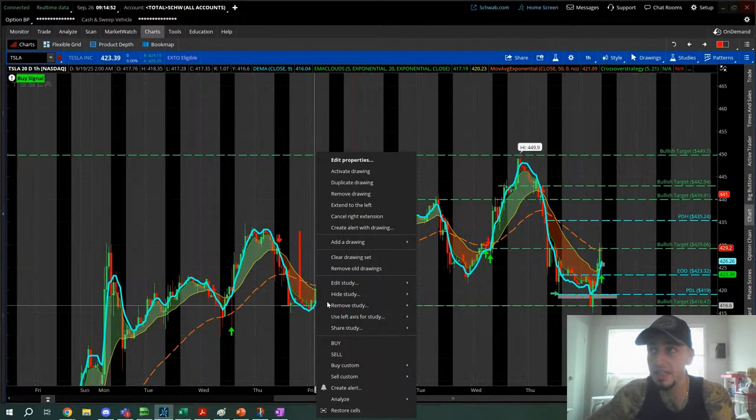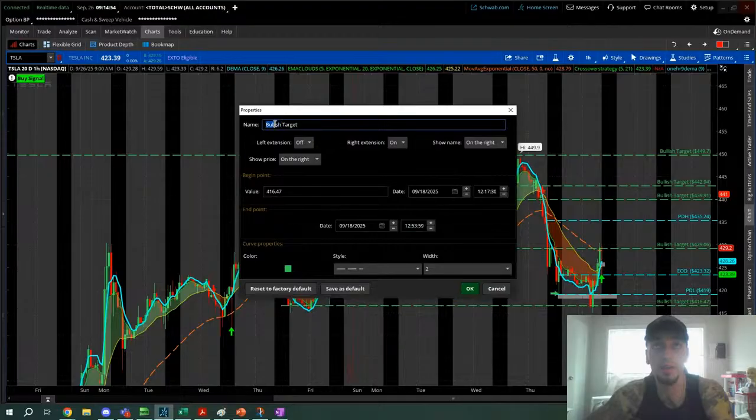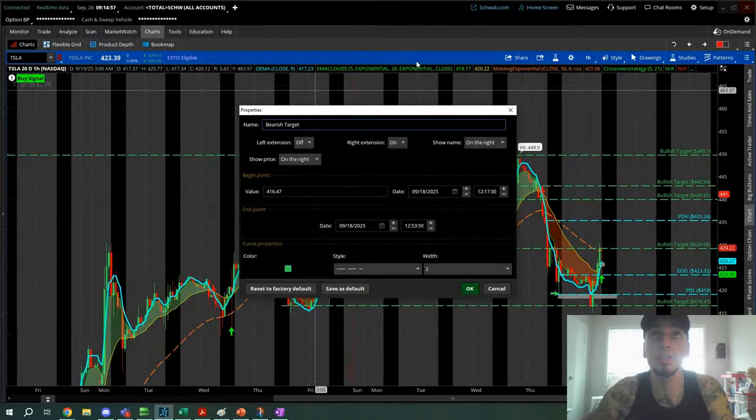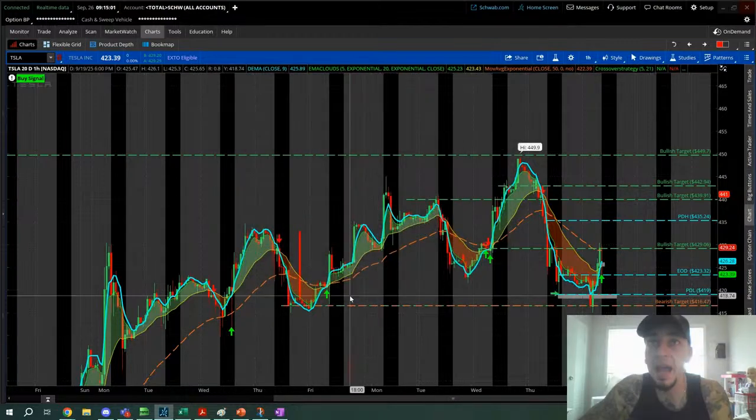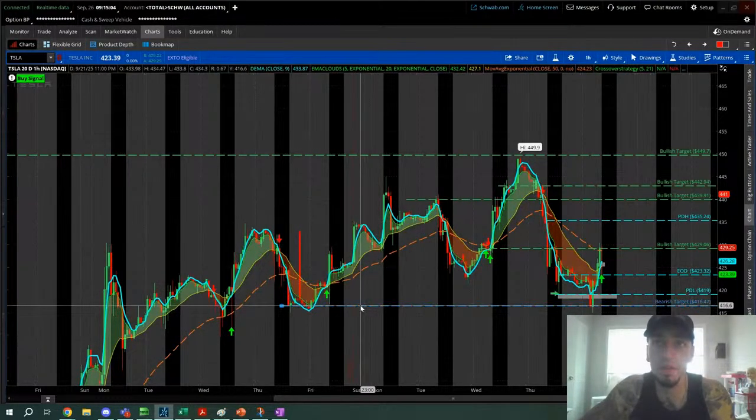Let me map out my downside targets. We always pull these from previous pit numbers. So I come over here, now I go bearish, target. Bam. Bam. I'm looking to finish this week off very strong.